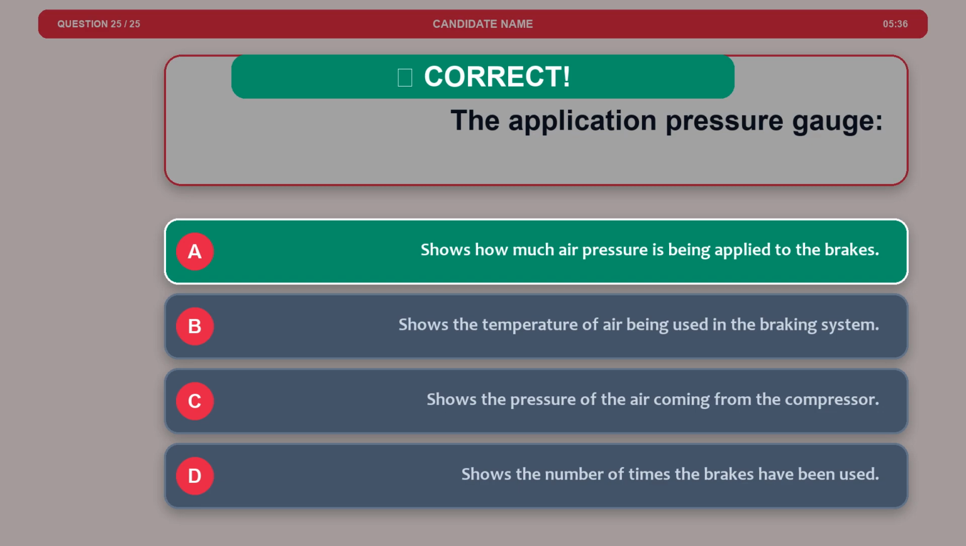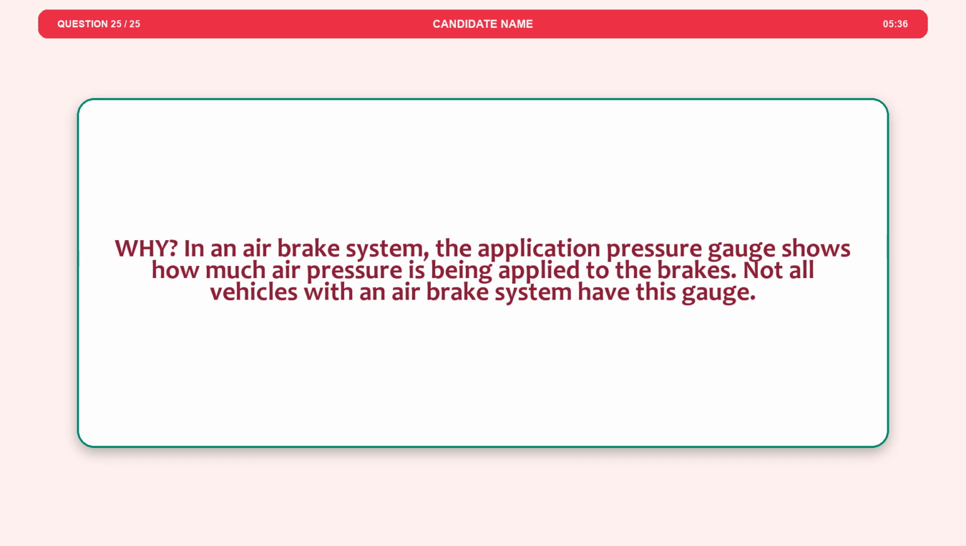The correct answer is option A. Shows how much air pressure is being applied to the brakes. Explanation. In an air brake system, the application pressure gauge shows how much air pressure is being applied to the brakes. Not all vehicles with an air brake system have this gauge.